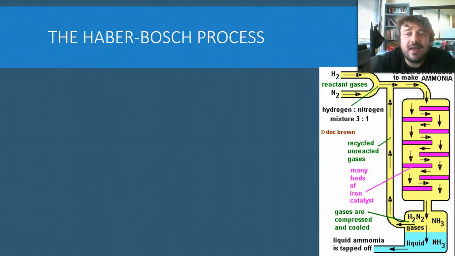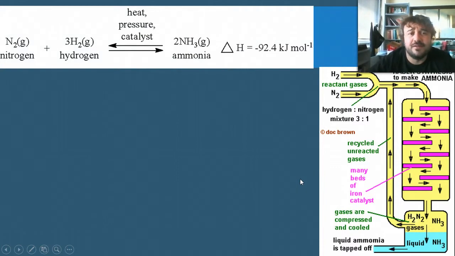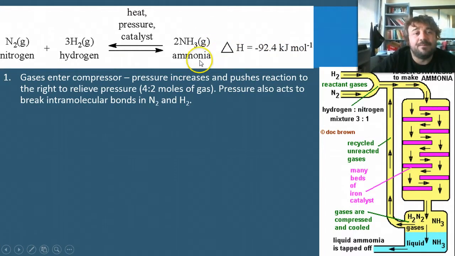All right, so what is the Haber-Bosch process? First off, it is this reaction right here. You have a nitrogen plus 3 hydrogens over heat, pressure, and a catalyst. All 3 of those are essential. They give you ammonia. Here we have minus 92 kilojoules per mole, which means it is an exothermic reaction.